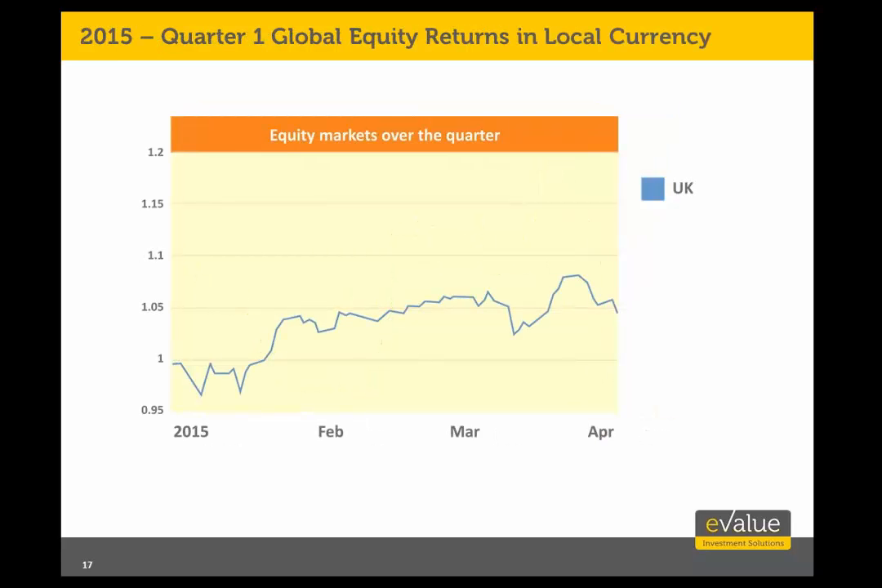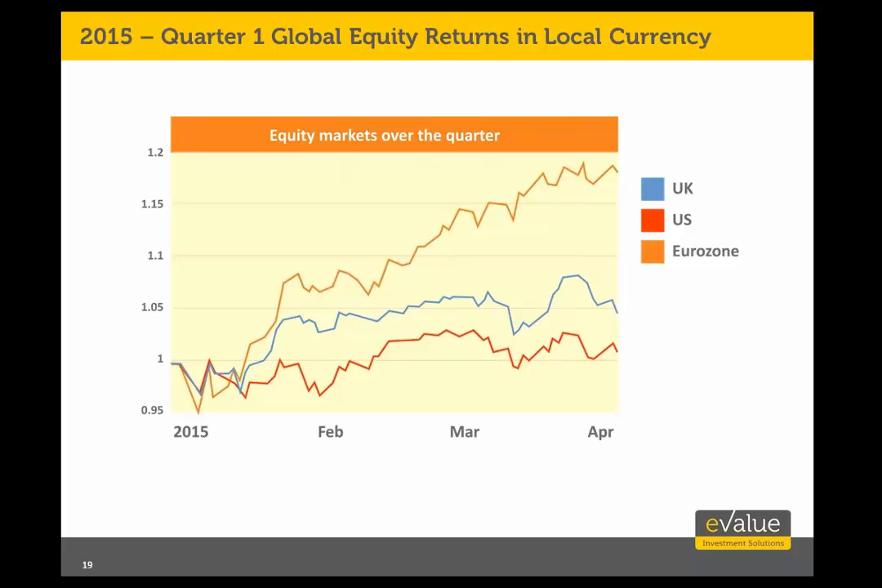Then looking at equity markets over the quarter, the UK equity market gave a good return over the quarter, ended up 5% above where it started. The US, modest growth over the quarter, but certainly nothing spectacular. But the standout one over the quarter was the Eurozone, producing a return over the quarter of nearly 20%. Now this ties in with the reduction in yields that we saw previously in quantitative easing.